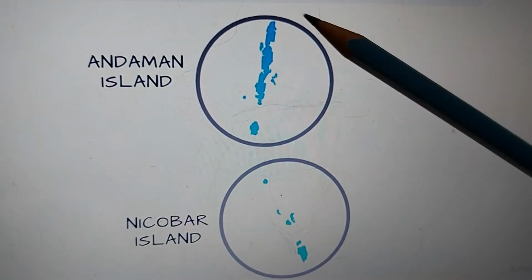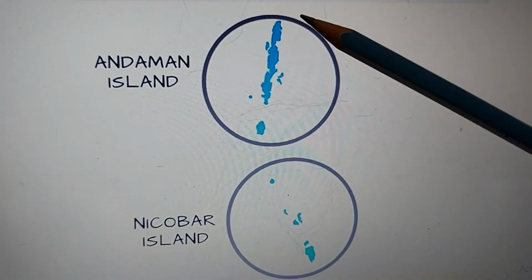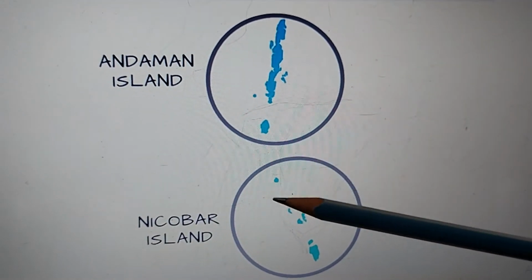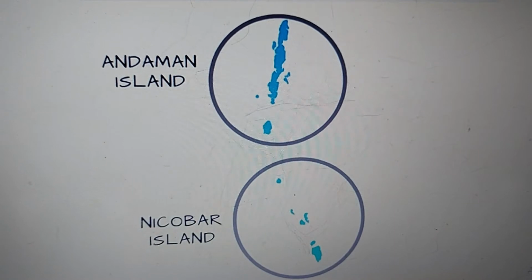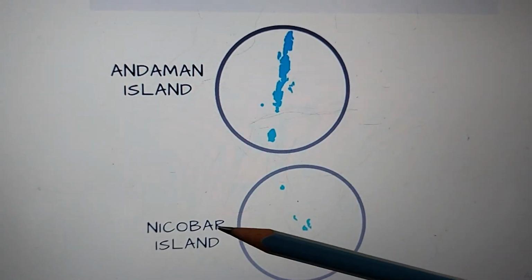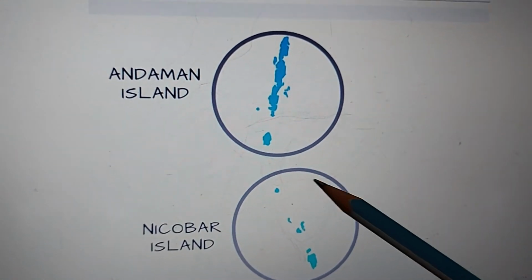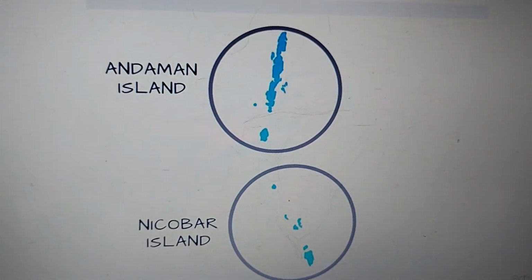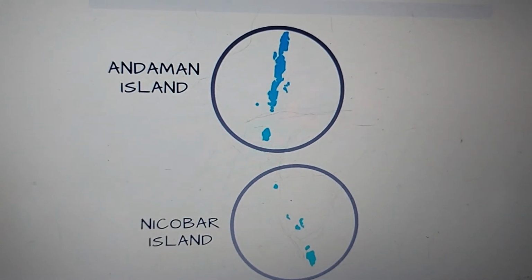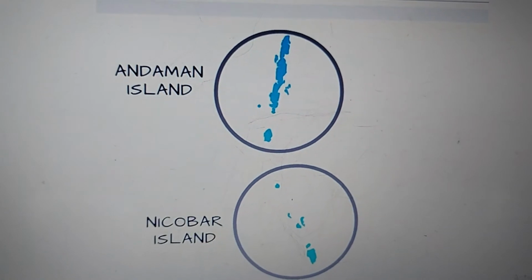So children, the next islands are the Andaman and Nicobar Islands in the Bay of Bengal. You can see they are a long, elongated chain of islands. The entire group is divided into two parts. In the northern part they are called Andaman, and in the southern part they are called Nicobar Islands.